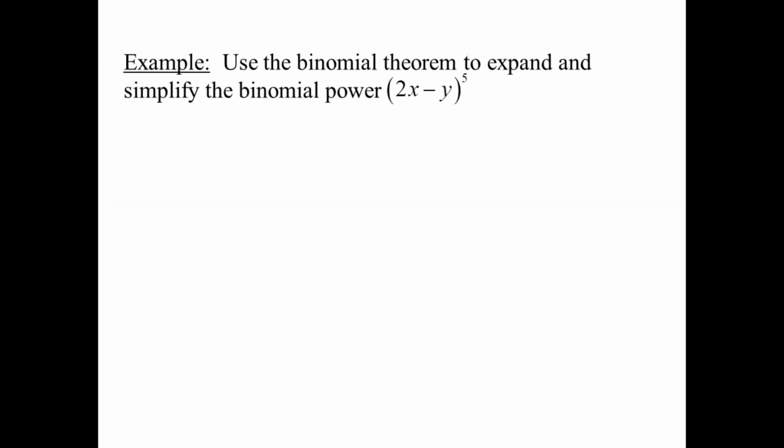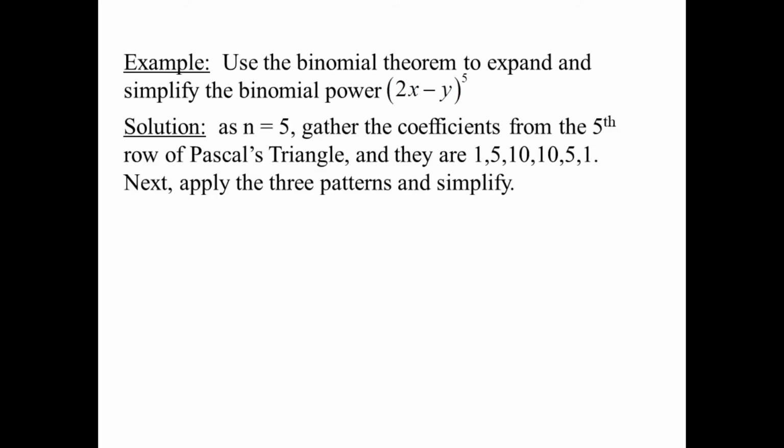Next example for practice. Use the binomial theorem to expand and simplify the binomial power 2x minus y to the 5th. Note here, we've got a minus sign in the brackets. Okay, shouldn't be a problem.